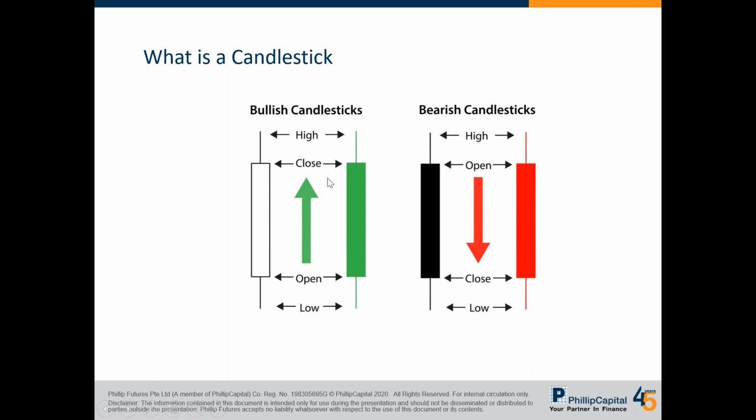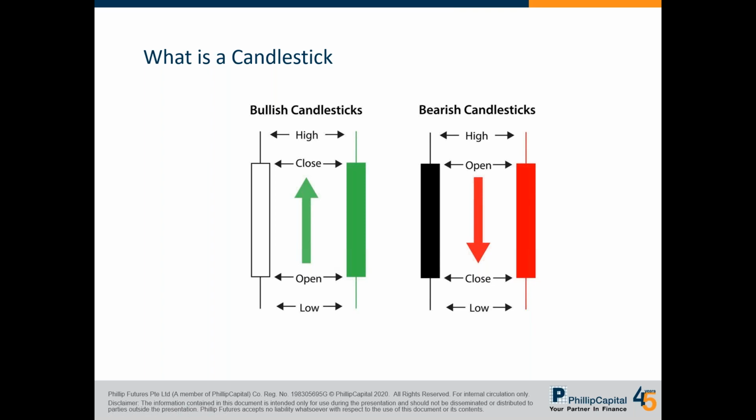Green candle means that the closing price is higher than the opening price, as you can see here. Opening price is lower here and closing price higher, so it's a bullish candle. Vice versa, this one is the same thing. Closing price is lower than the opening price, so it's a bearish candle. Now, this one candle will represent 1 day, 1 hour, 1 minute, depending on your time frame.